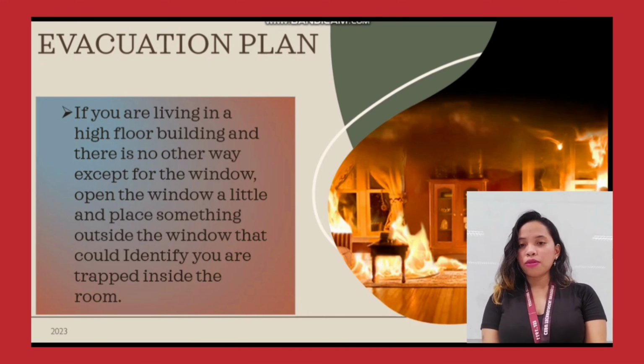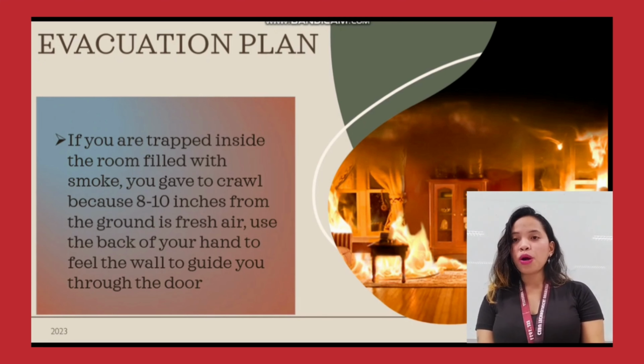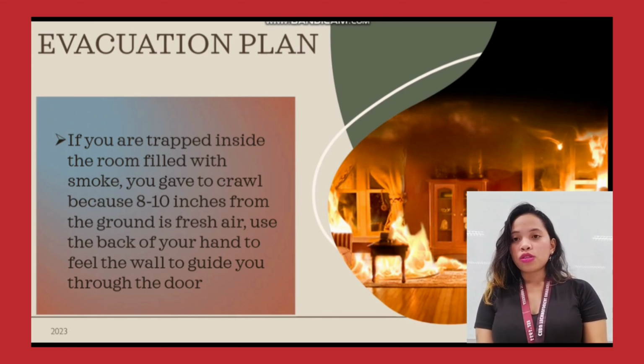Here is another scenario as well. For example, you are trapped inside a room filled with smoke and fire. Normally the fire will go through the upper part of the room. In that case, you can observe that the fire is not on the ground. So you have to crawl down, because 8 to 10 inches from the ground is fresh air and is safe for you to breathe. So you have to crawl down and find the exit.